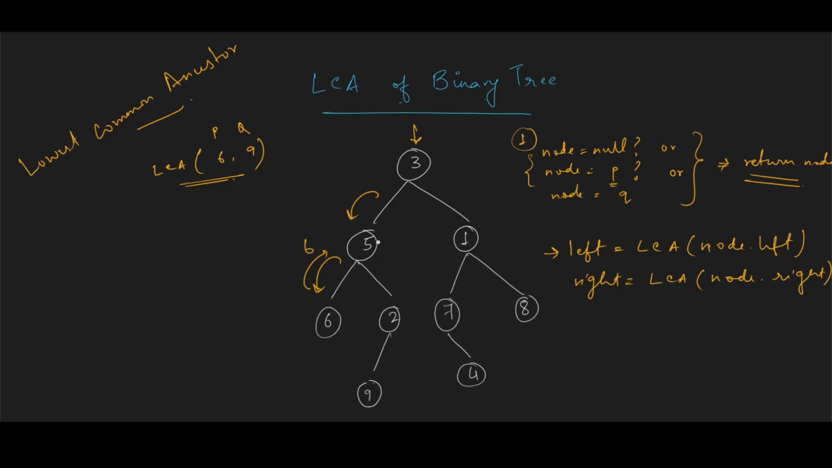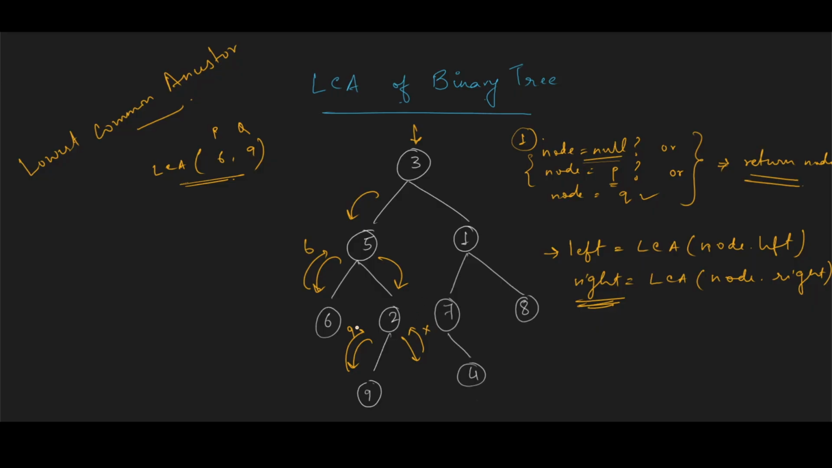Now we are at 5 again, and from 5 we go to the right subtree. So we are at 2. 2 does not satisfy condition 1, so we go further down. We are at 9. Is 9 satisfying the condition? Yes, 9 is equal to q. So we simply return 9 from here. Now we go to the right of 2. Right of 2 is null. Node equals null, it satisfies this condition, so we simply return null from here.